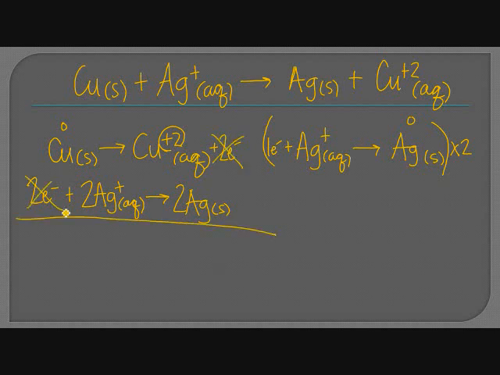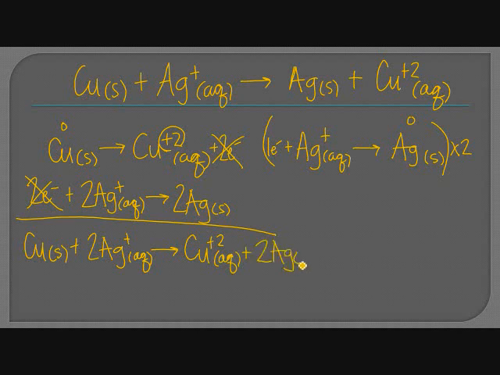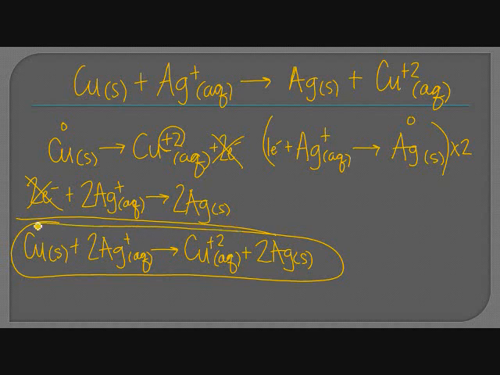They're on opposite sides, they cancel each other out, and that's all that cancels. So we have copper solid plus 2 silver ions makes copper ion plus 2 silver solids. Now this is it. This is good. This is a balanced equation because the atoms match.